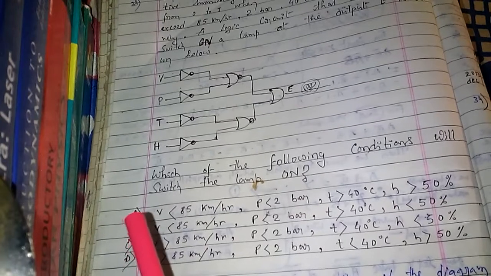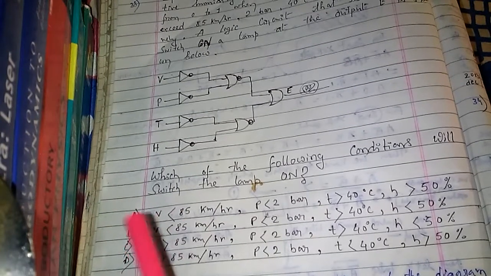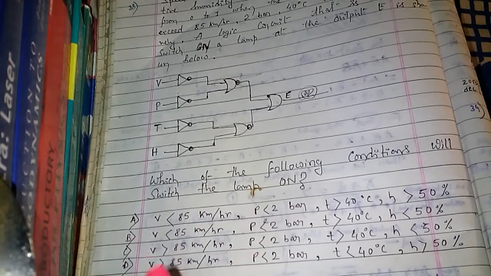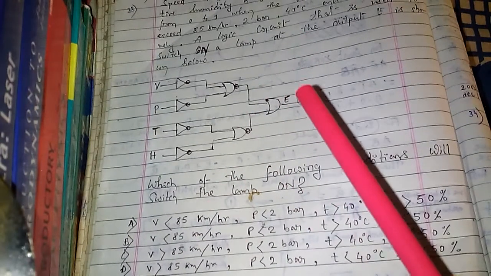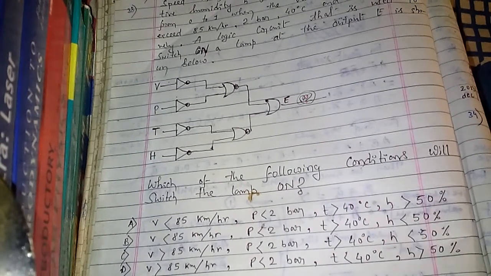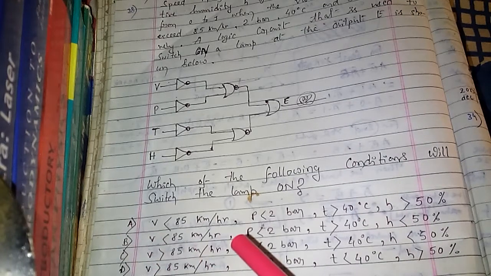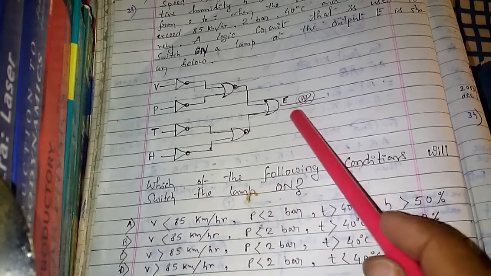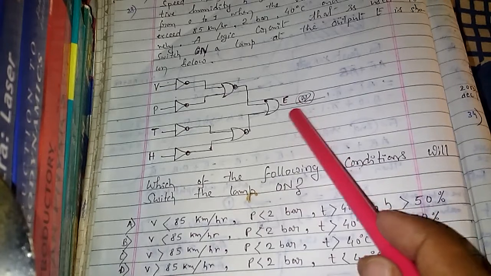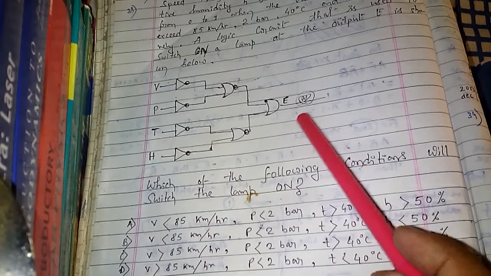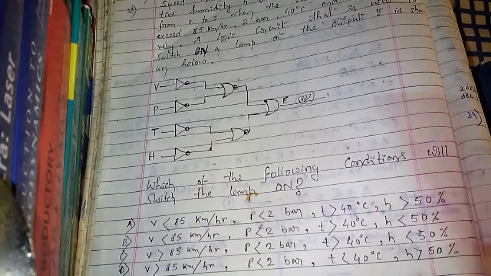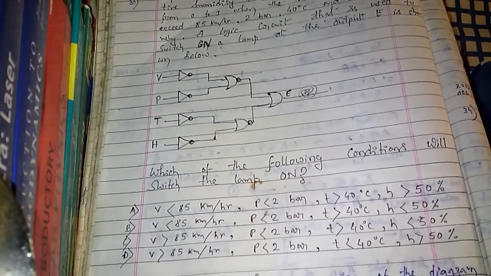That means if we put the conditions, then which condition, A, B, C, or D, will make this lamp on. That means under which condition in the options our final output will be a high signal, our final output will be 1, and that means the light will be on. This is what we have to find.